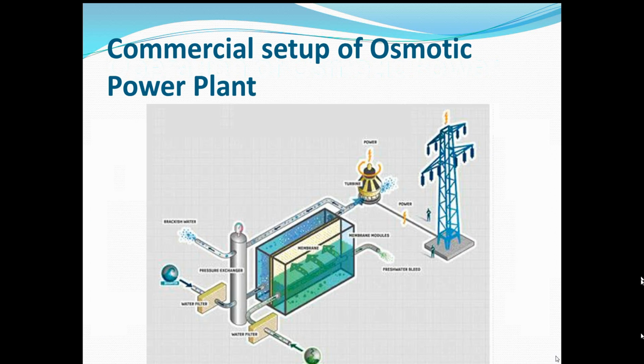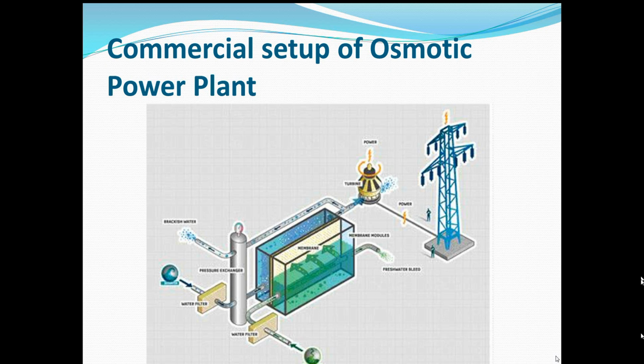Now, this is the commercial setup of an osmotic power plant. We can see the seawater entering the water filter and moving into the pressure exchanger. The fresh water on the other side enters through the water filter and then moves towards the unit. In these units, the seawater and the fresh water are separated by semi-permeable membranes, or membrane modules.